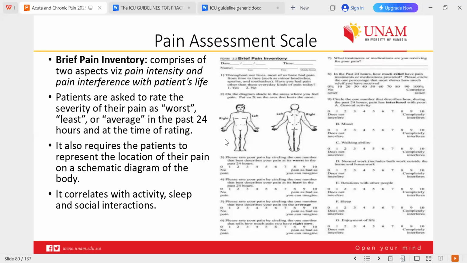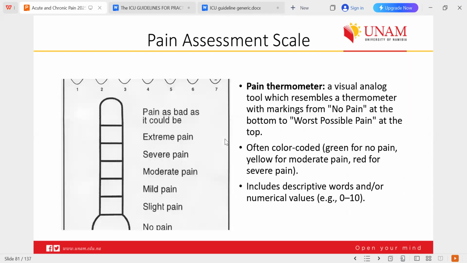Okay, the brief pain inventory also requires patients to represent the location of their pain on a schematic diagram of the body, because it has to do with the interference with the patient's life. I also want to find out from the inventory how pain correlates with activity, sleep, or social interactions. Some patients in severe pain may not be able to sleep, and they may be withdrawn, not wanting to interact. Okay, so the brief pain inventory is presented on the right side of the slide.